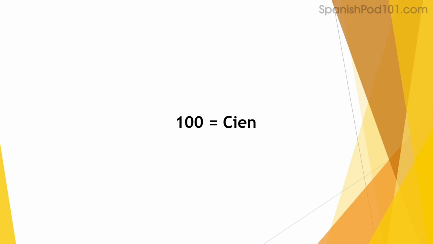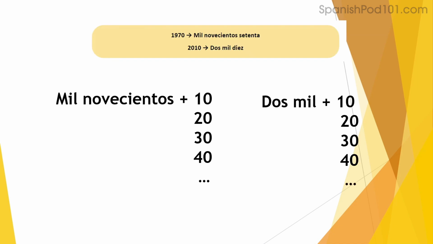We reached the number 100. Unfortunately, I have no tips to give you for 100, so you just have to memorize it by heart. But you know, it's fairly easy. It's only how many? Four letters. Please repeat. 100. 100. Muy bien, perfecto.